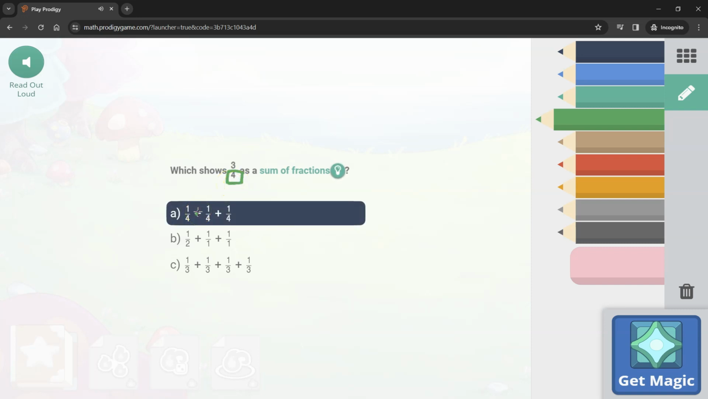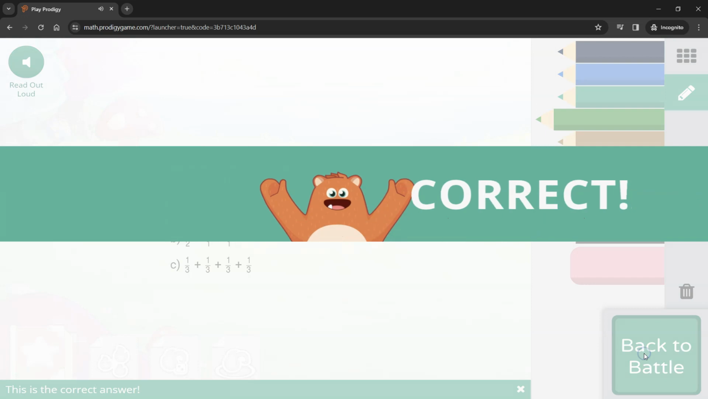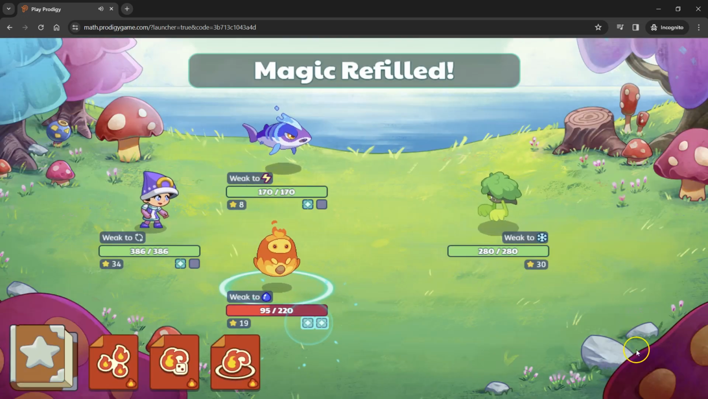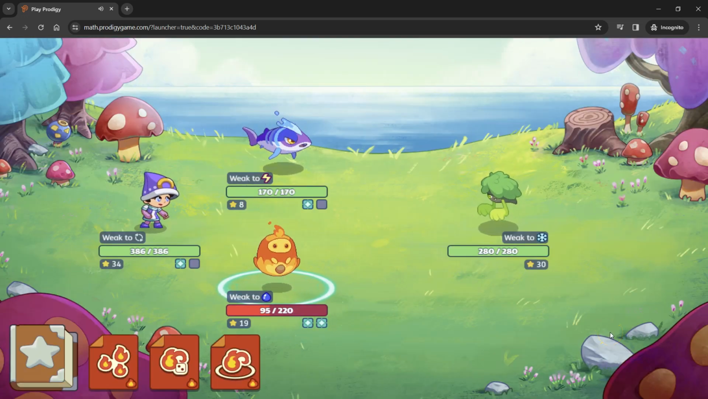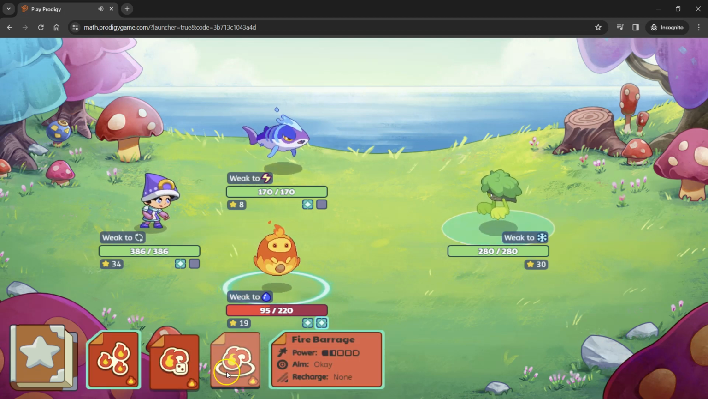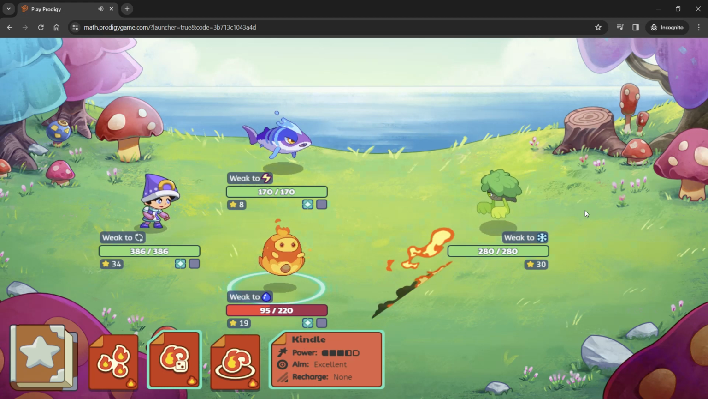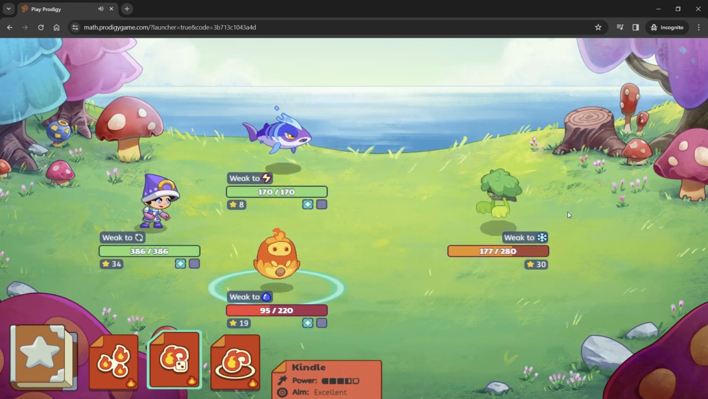Right. 3/4 as a sum of fractions. We've already gone over this a couple times. This is the only one that has 4's in the denominator, so that is why that is the correct answer. Usually the first time we see a problem, I go slower. The second time we see a problem, I go a little bit faster. And then the third time we see the problem, we go super fast.